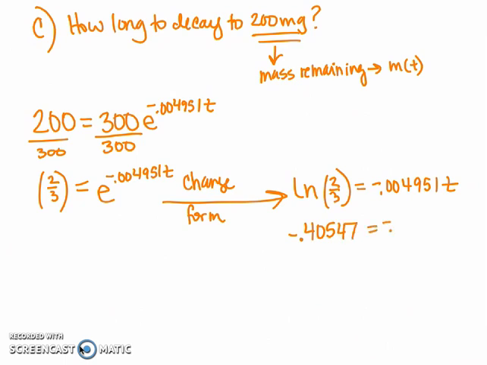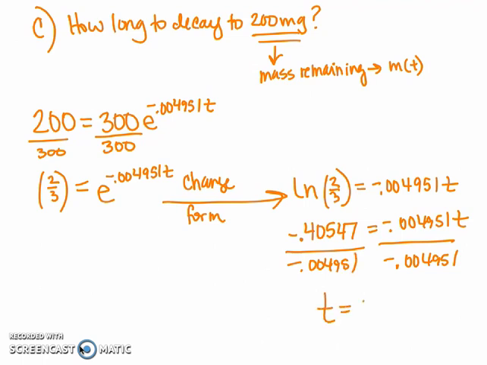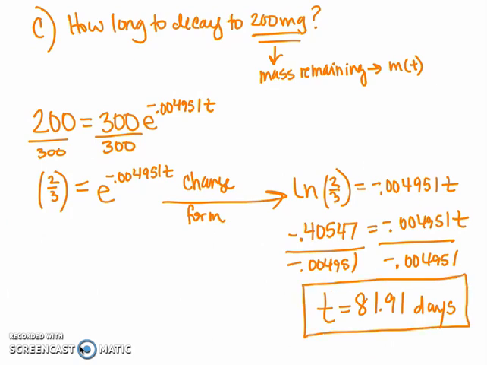Then we grab our calculator and evaluate ln of 2/3, which is negative 0.40547, and that's equal to negative 0.004951 t. The last step is just to divide. So we divide by negative 0.004951 on both sides on the calculator, and we get t equals 81.91. And remember, our unit of time for this problem is days. So there's the answer to our question.